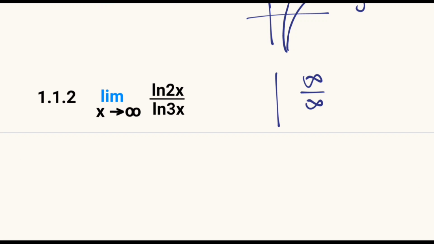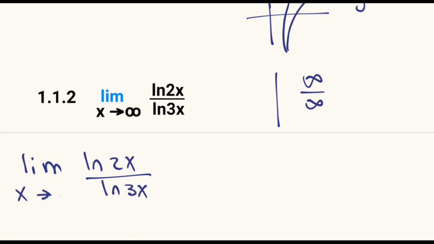So L'Hopital's rule states that the limit of ln of 2x divided by ln of 3x as x approaches infinity will be equal to the limit of the derivative of the numerator divided by the derivative of the denominator as x approaches infinity. The derivative of ln of 2x will be equal to 1 over what's inside the ln, which is 2x, multiplied by the derivative of what's inside the ln. The derivative of 2x is equal to 2.